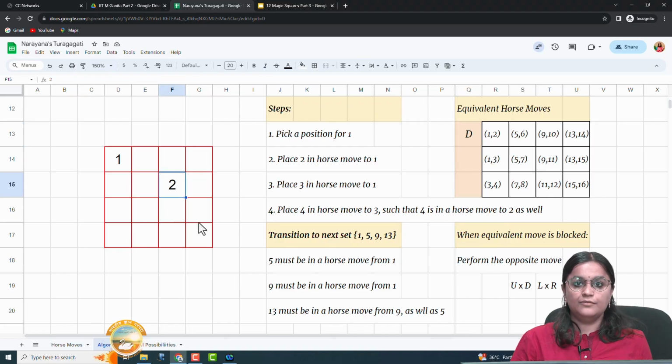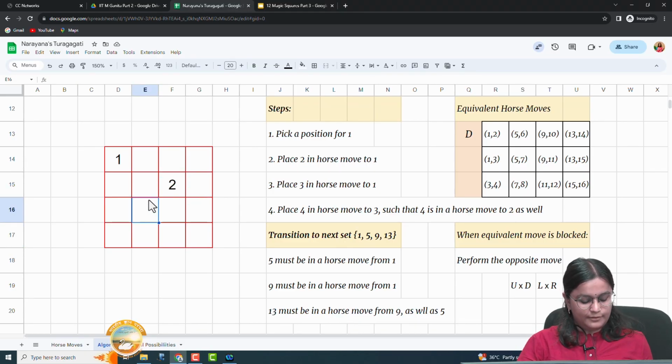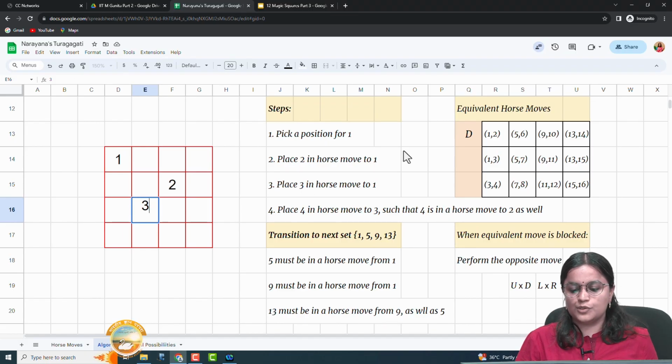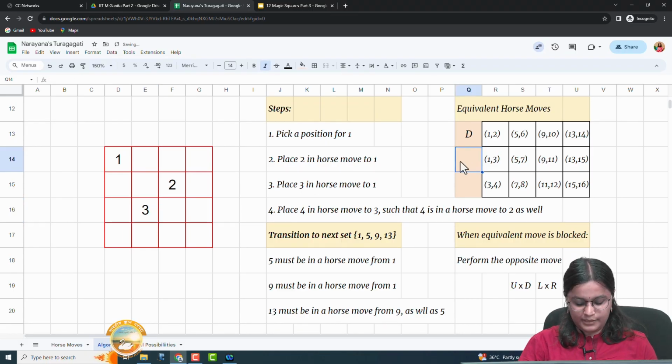In the next step, we have to find the right place for the digit 3 such that it is in a horse move to 1. Out of these 3 possibilities, let us say we pick this one and place the digit 3 over here. Again, as you can see, this was a right horse move. So, we will record it here with our table and put R to denote a right move.